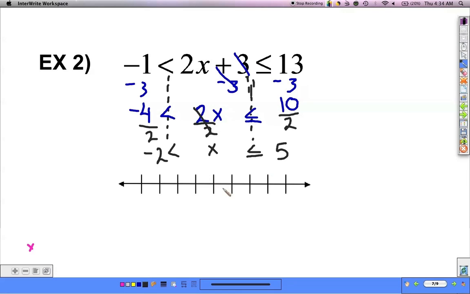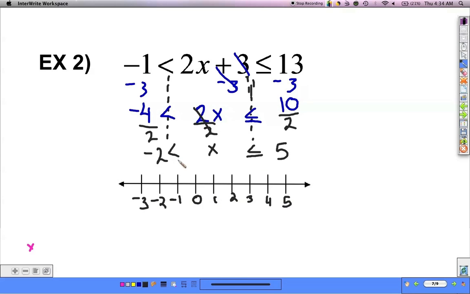Okay, so I want to graph this on a number line, so I will put 0. I'm going to put 0 off to the left a little bit. 1, 2, 3, 4, 5, and negative 1, negative 2, negative 3. Okay, so to graph it, I'll start at negative 2.